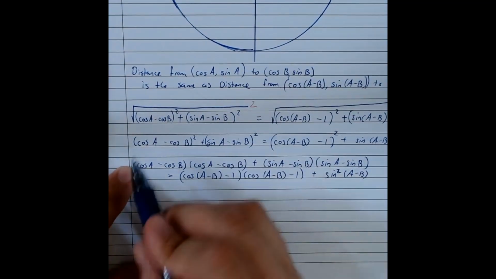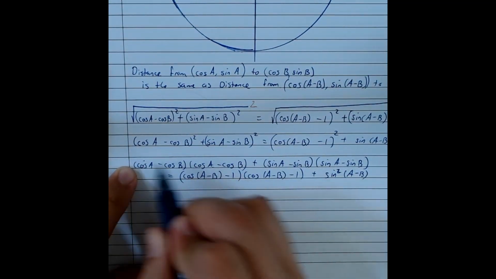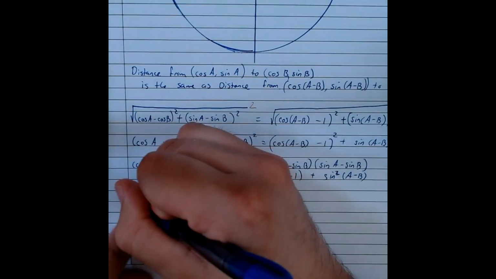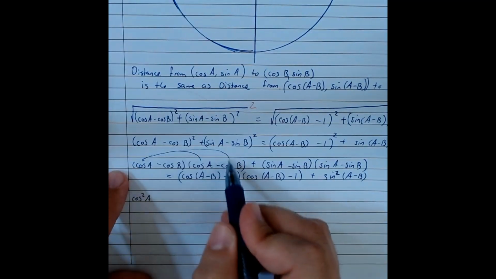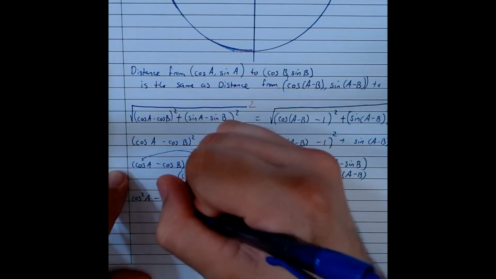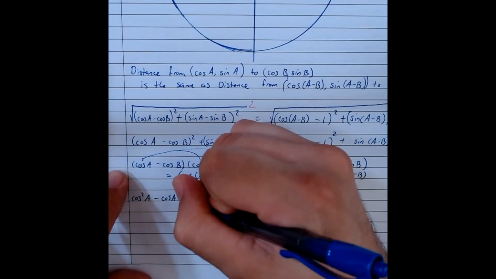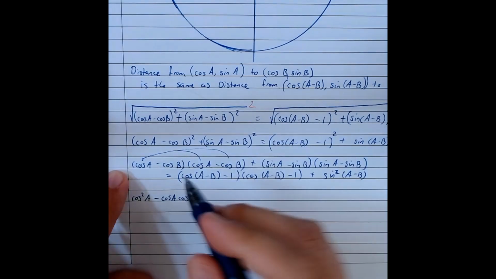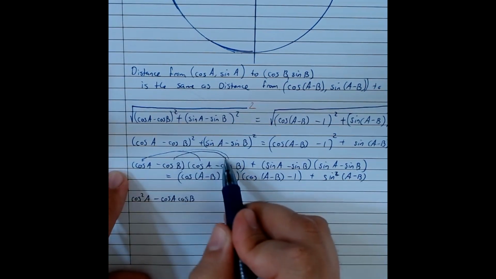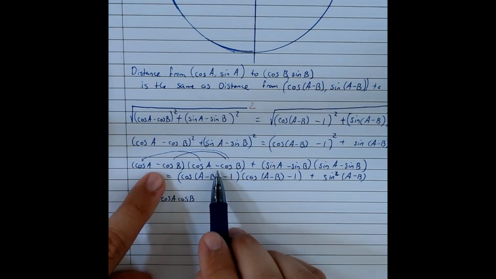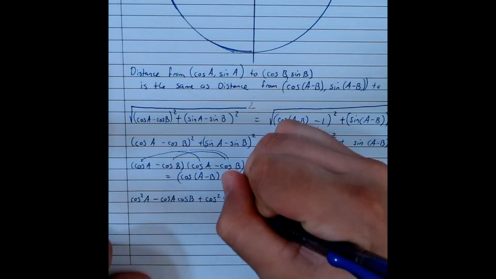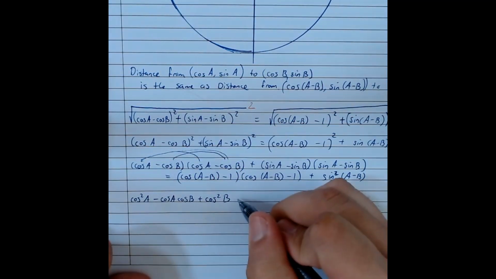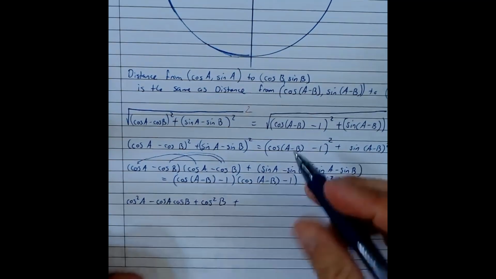Okay, so let's distribute. Cosine of A times cosine of A, that's going to be cosine squared of A. Cosine of A times negative cosine of B, that's going to be negative cosine of A cosine of B. And negative cosine of B times negative cosine of B, double negative makes that positive. Cosine of B times cosine of B is cosine squared of B. Plus, and we'll do the same thing over here.